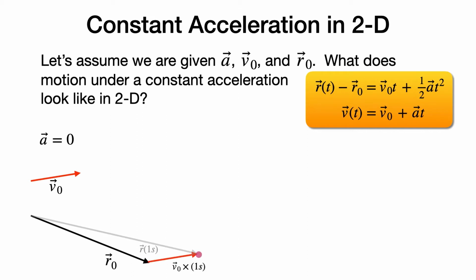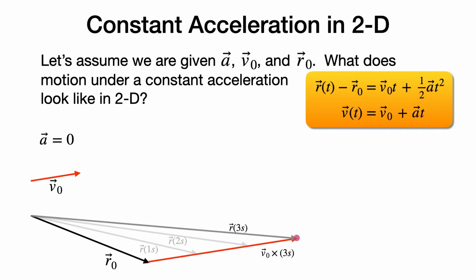If we allow 1 second of time to pass, then the object will move in the direction of the initial velocity by a displacement equal to that initial velocity times 1 second. And the current position of the object after 1 second will be the vector sum of the initial position plus that velocity vector times 1 second. If we now allow another second to pass, it's going to move further along. And finally, 3 seconds, and we see the final position of the object after 3 seconds. What we notice is that when there is no acceleration, the particle moves along the direction of the initial velocity at a rate of the initial velocity, and the position simply increases from its initial position by a displacement given by the velocity times the time.